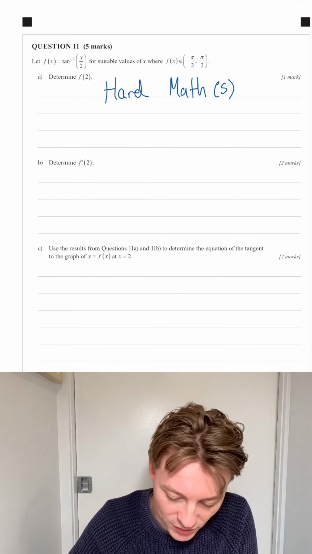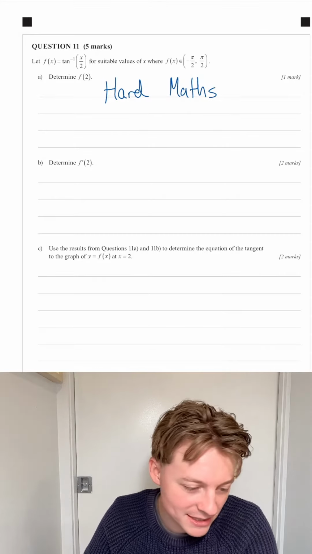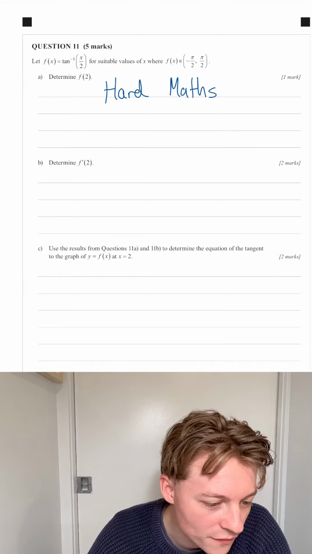I guess everyone here should be like Australian or UK based on the time zone. So wait, I can just put the S in. This is hard maths. This is just about the hardest of the maths.